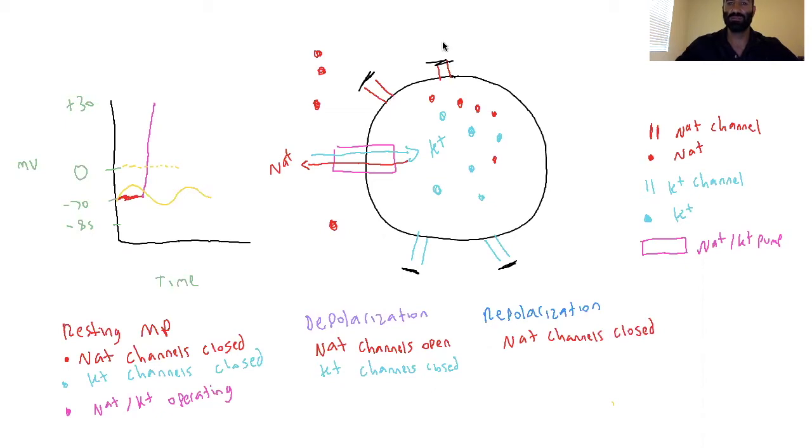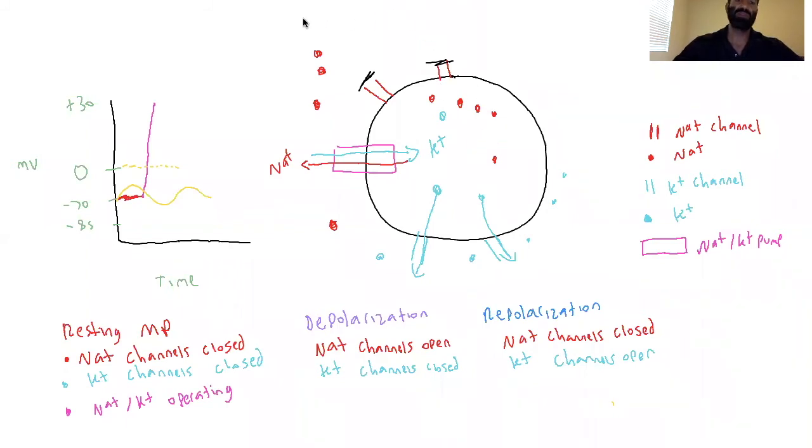And what's going to happen is now the K plus channels, the potassium channels, are going to open. And the sodium potassium pumps are still going strong. So now we're going to open the gates of the potassium channels. What's going to happen is potassium is going to go down its concentration gradient. It's going to exit the cell. So now we're going to have a bunch of potassium go outside the cell. Okay, so we're going to lose some potassium.